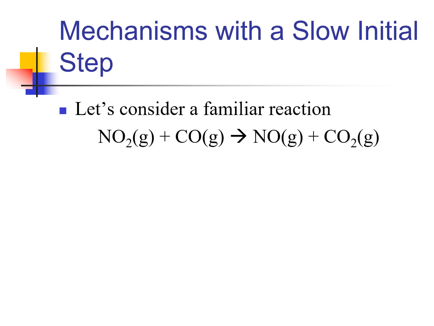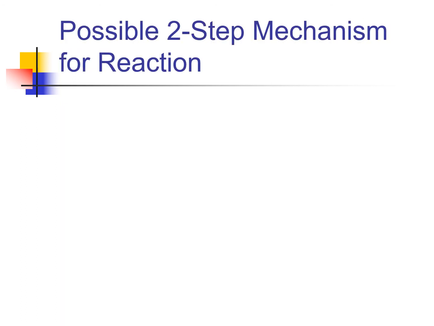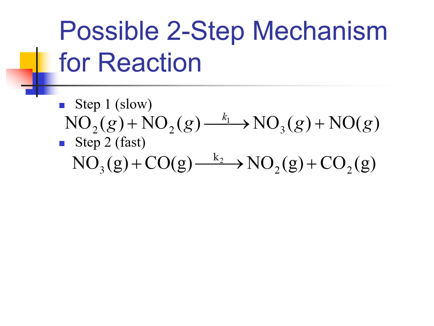So, if your mechanism has a slow initial step, let's look at this reaction here. Below 225 degrees, we find experimentally that the rate law for the reaction is second order in NO2, zero order in CO. So the rate law would be this. We know this experimentally. Here is a possible two-step mechanism. Step 1, step 2. Notice I labeled that first one slow, and that's what you're going to see, a slow first step.